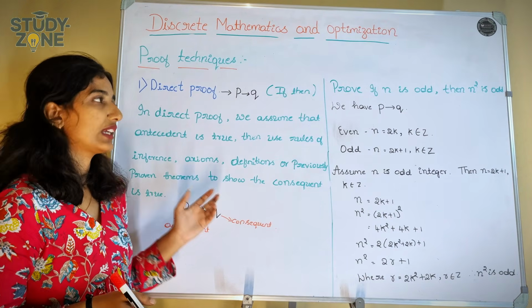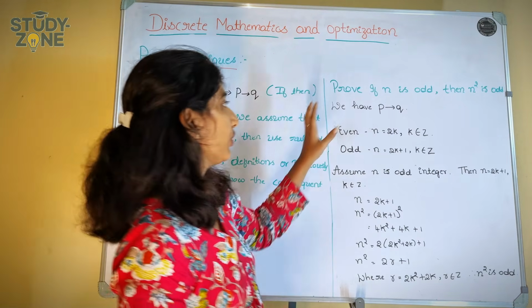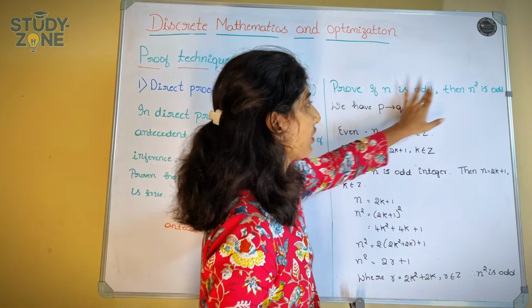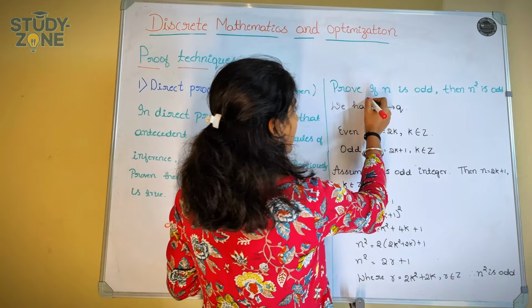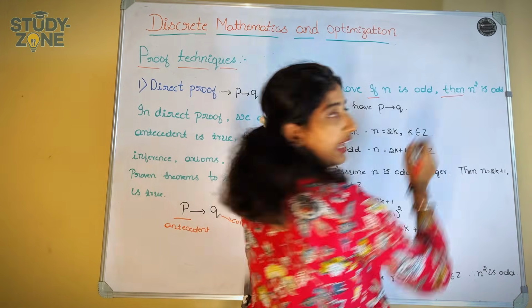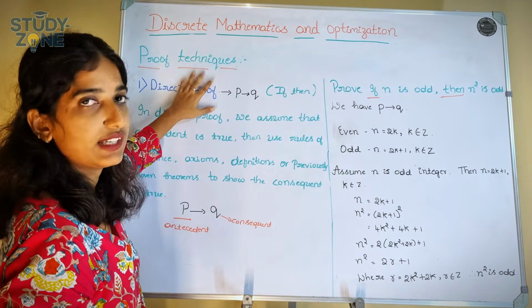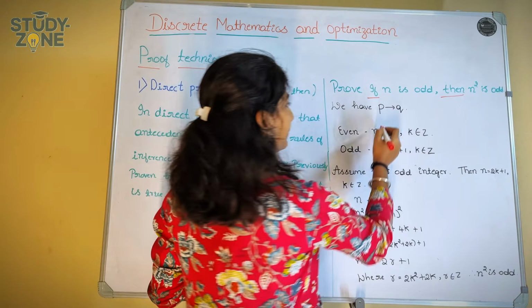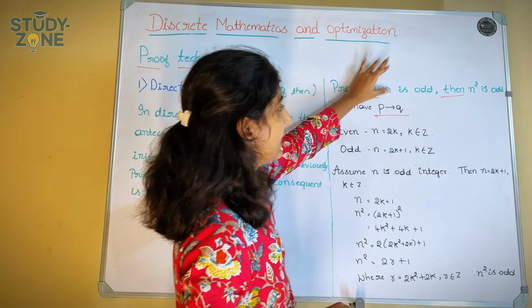Okay, so let's take one example and then prove the direct proof method. So prove n is odd, then n square is odd. Look here we have if n is odd, then n square is odd. So if there is if then we have to go for direct proof method. So we have P implies Q, right? So what is P? N is odd.